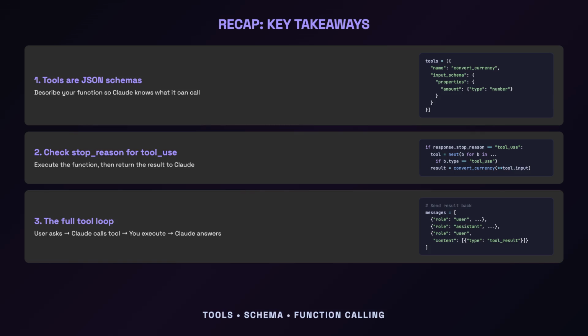Recap. 3 key takeaways. First, tools are JSON schemas that describe your functions. Claude reads them to decide what to call. Second, check stop reason for tool use. Then execute the function and return the result. Third, the full loop. Ask, call, execute, answer. That is function calling.